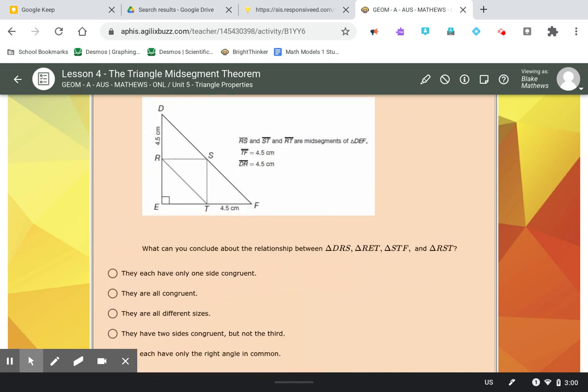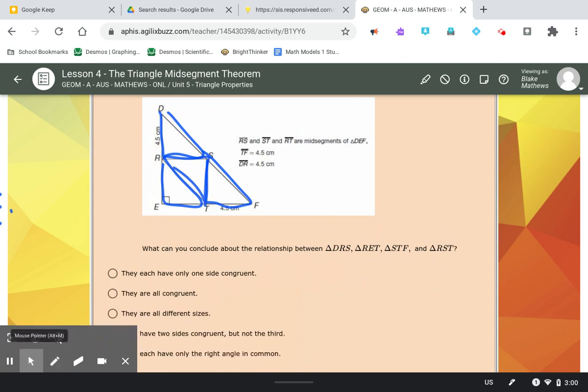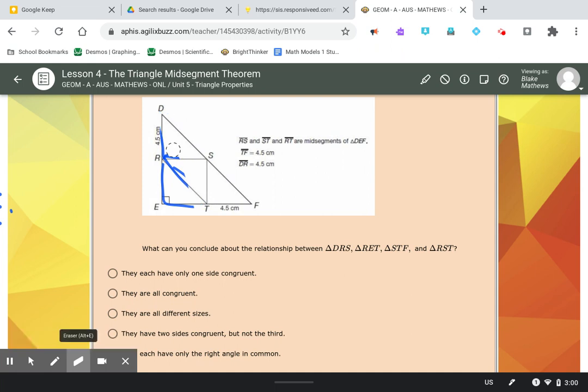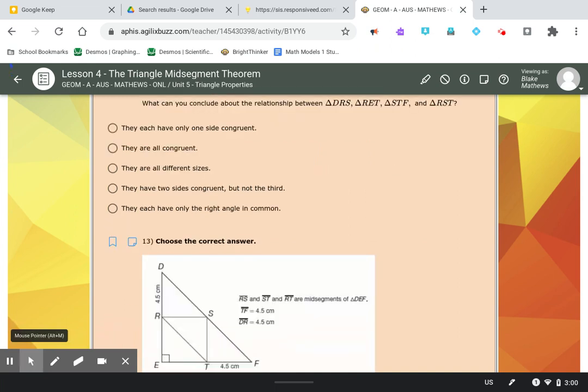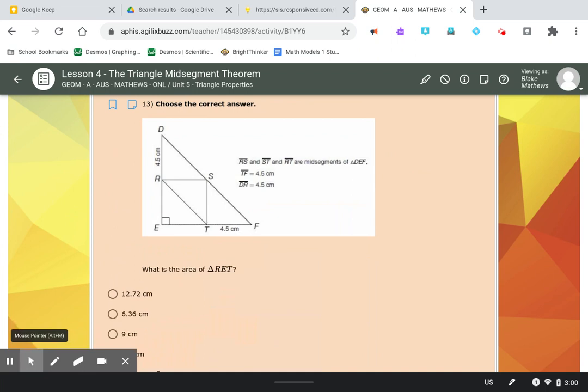You can conclude about the relationships between DRS, RET, STF, and RST. I bet you can figure that one out based on what you discovered through the process of doing the previous problems. They only have one congruent. They're all congruent. They're different sizes. Two of them congruent, but not a third. They only have a right angle in common. What do they have in common? What's the most conclusive thing you can say? And then what is the area of RET?